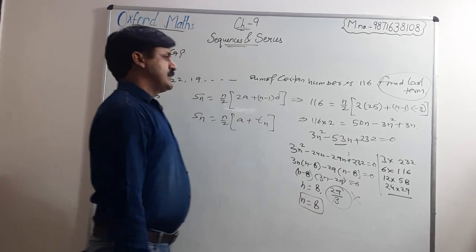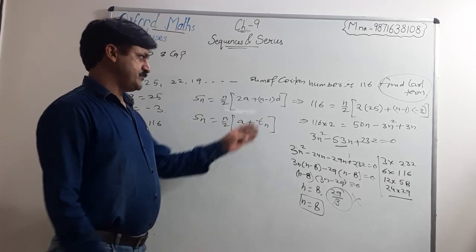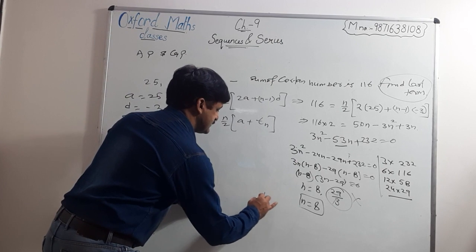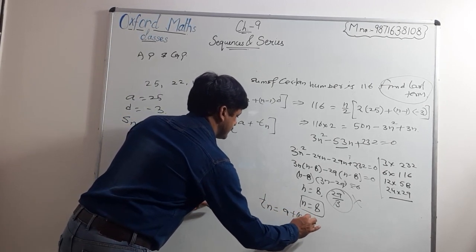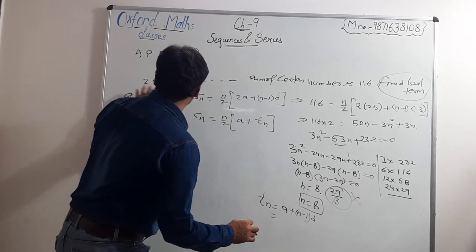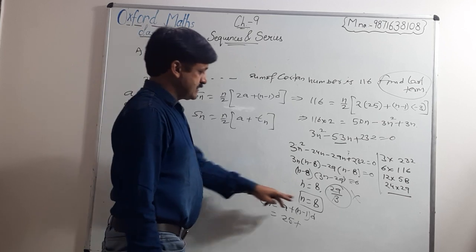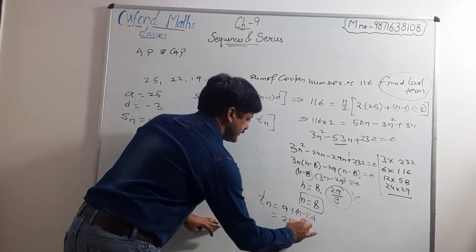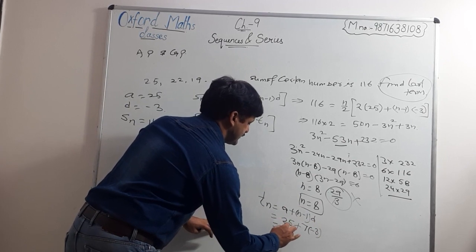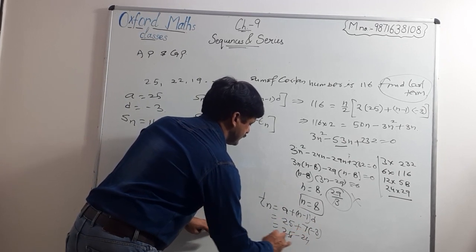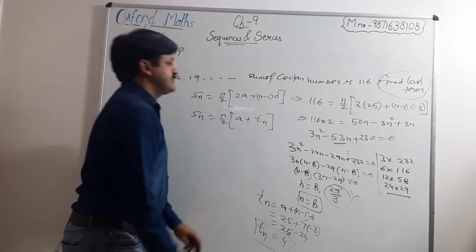Now find the 8th term, or we say the last term. Last term tn is equal to a plus n minus 1 into d. Here a means 25, n means 8, so 8 minus 1 is 7, into d, which means minus 3. That is 25 minus 21, which is equal to 4. That is the solution.